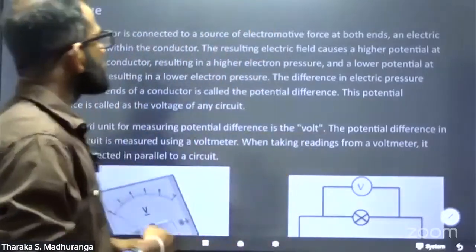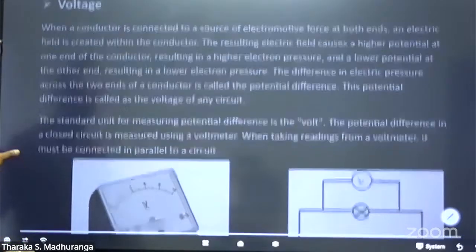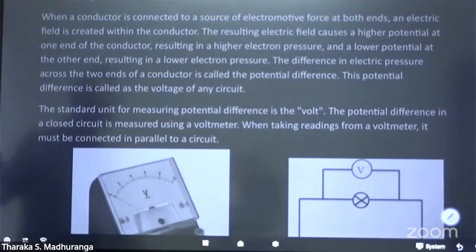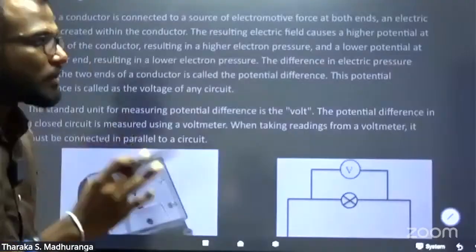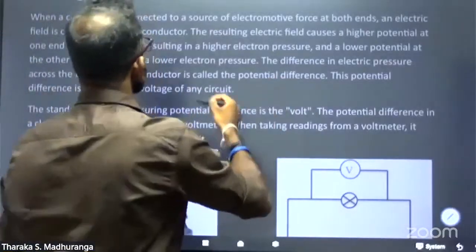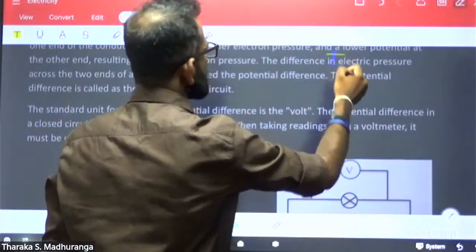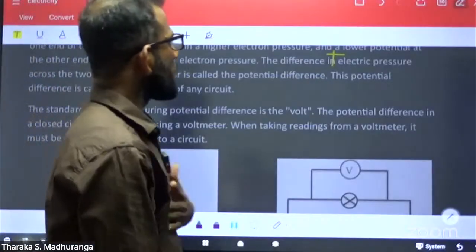When a conductor is connected to a source of electromotive force at both ends, an electric field is created within this conductor. The resulting electric field causes a high potential at one end, which has higher electron pressure. That means the plus side. This is plus. Higher electric pressure across the two ends of a conductor is called the potential difference.